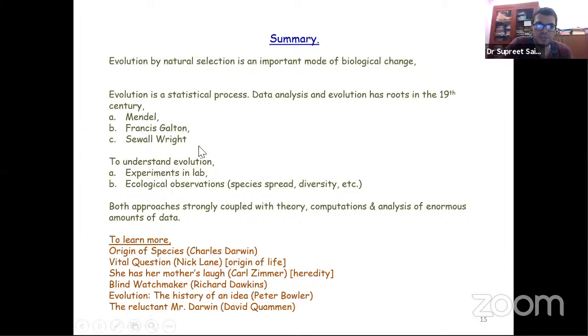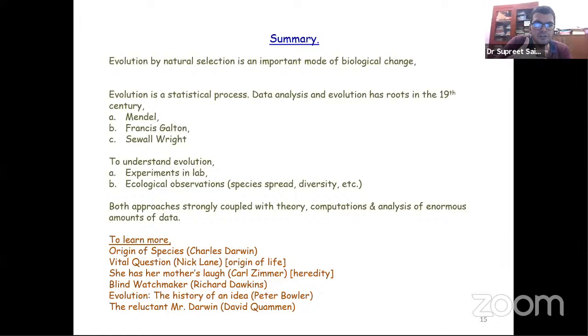And Sewall Wright's work, which we just talked about, proposed the metaphor of mountain climbing, these peaks and valleys shaping evolutionary processes. What I hope to have communicated is that to understand evolution, we can take two approaches: do experiments in the lab ourselves, or observe what's happening in ecology in terms of species spread, the diversity that we see, the mutations that happen, and try to make sense of it through theory, computation or analysis of enormous amounts of data, because sequencing now is relatively cheap.